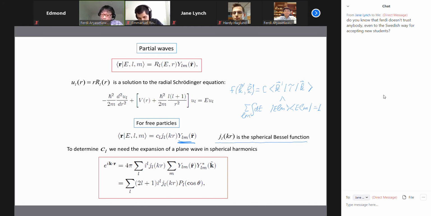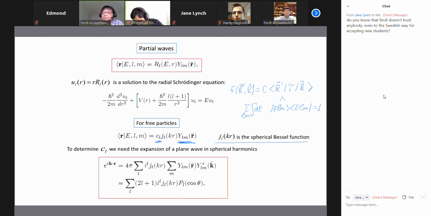We also need to know the momentum representation of these free particle solutions for each angular momentum l and m. We know the position representation of the solution, and we have to figure out this coefficient c_L. And to do this, we need to know a formula. It's a well-known and very useful formula.